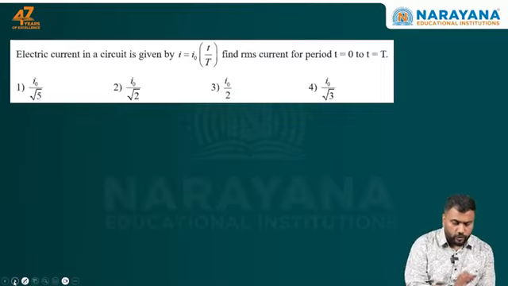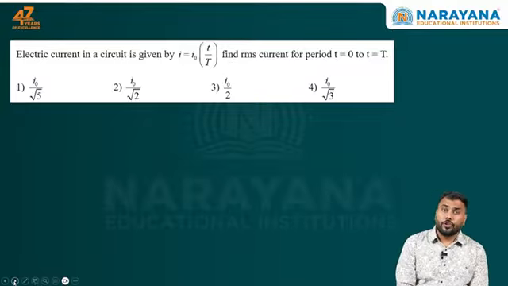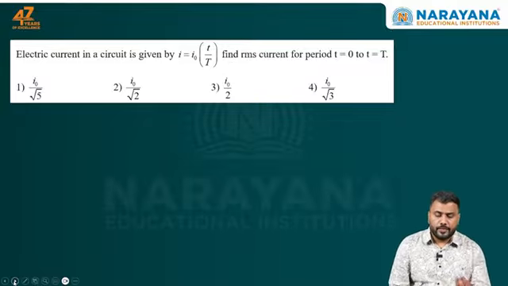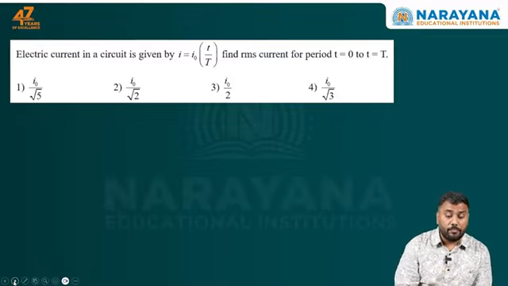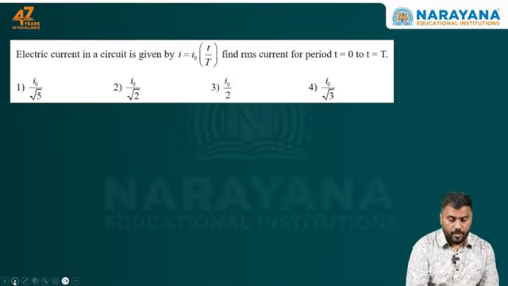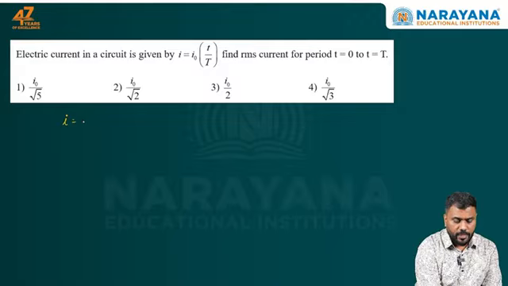Let's go to the next question. The next question is again a very easy question. It is from AC current, alternating current. The question is asking you to find out the RMS current from 0 to T time for a current given by I naught t by T, capital T. So current is given by I equal to I naught small t by capital T.